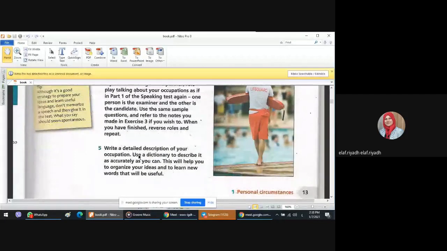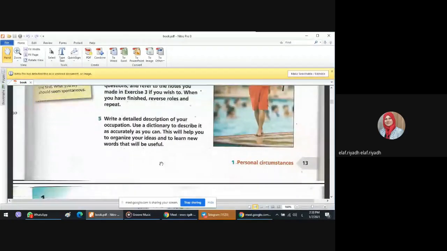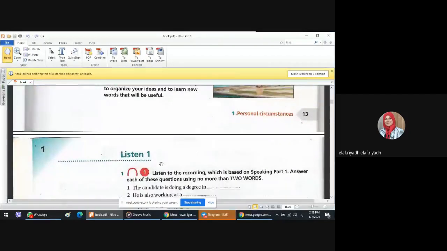Next lecture, I want each of you to write a detailed description of your occupation. Of course, you should use the dictionary in order to describe it as accurately as you can. This is your homework next week, inshallah.